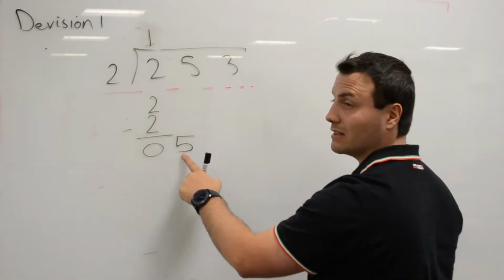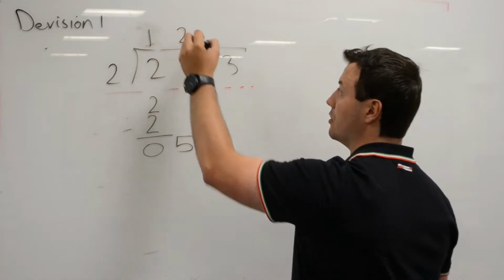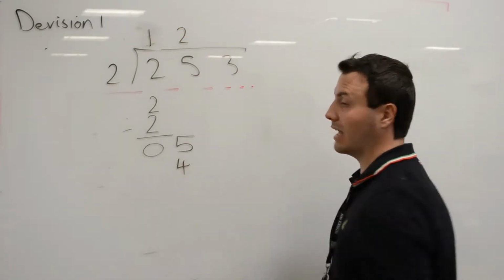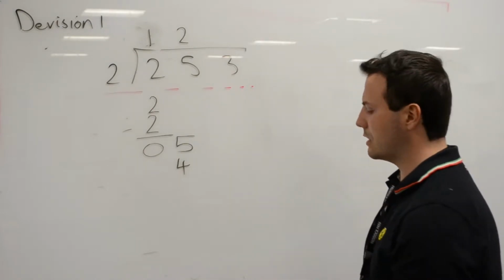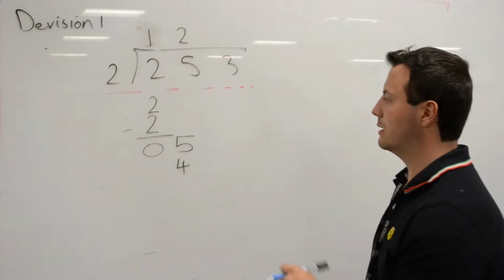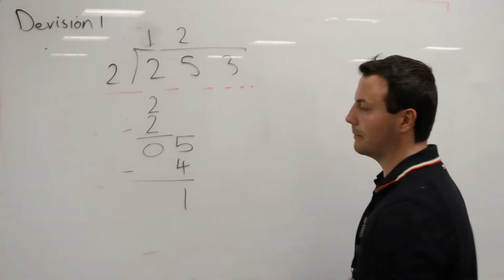How many 2's fit into the number 5? Well, as we said in the previous example, 2 lots fit in. That's 2 times 2 is 4. And we can't fit 3 lots in. So the largest multiple of 2 that fits into 5 was 4. Do the subtraction, 5 minus 4 is 1.